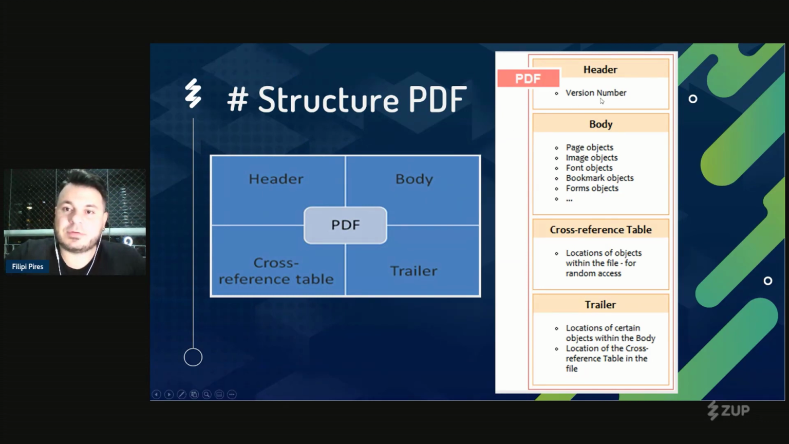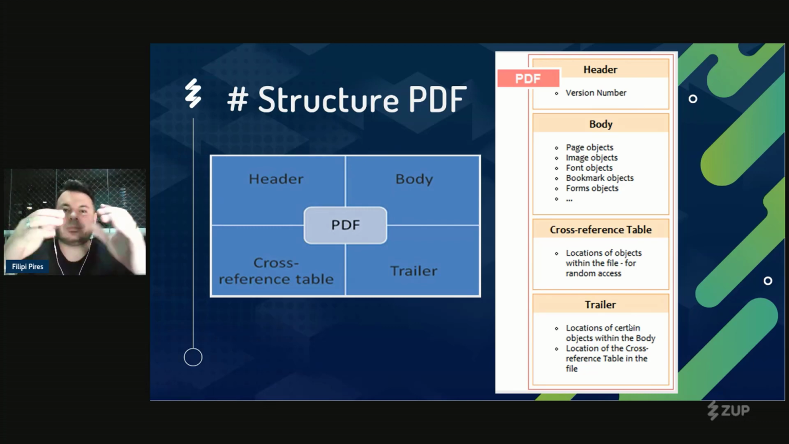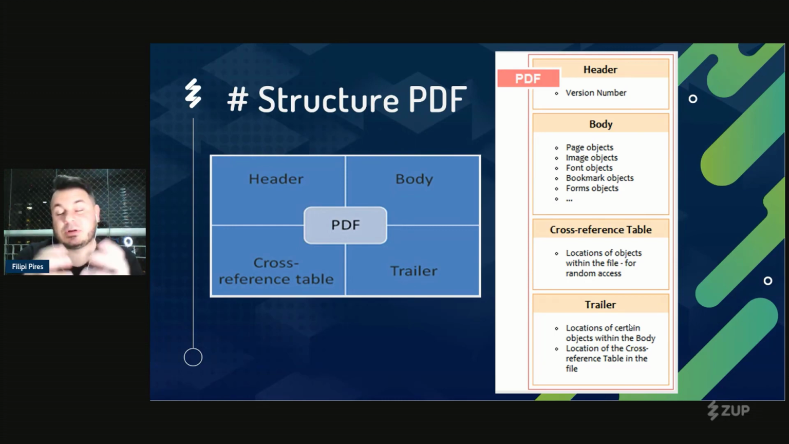In the beginning of the file, we have a version number. Then you have objects, images, and a cross-reference table. This is the location of the objects within the file, because access is random. And we have a trailer, which is the location of certain objects inside the body. It means you have a main body with many objects inside, and all those objects reference one another.